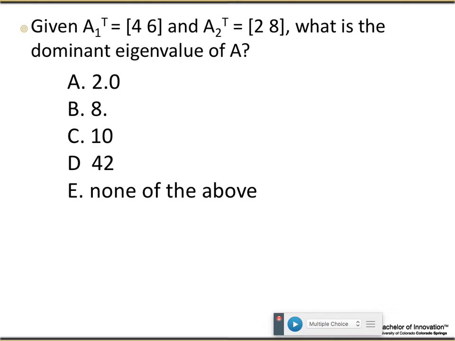Okay, another journal question. Given A1 transpose is 4, 6 and A2 is 2, 8, what is the dominant eigenvalue of A? You can work with a neighbor on this one.